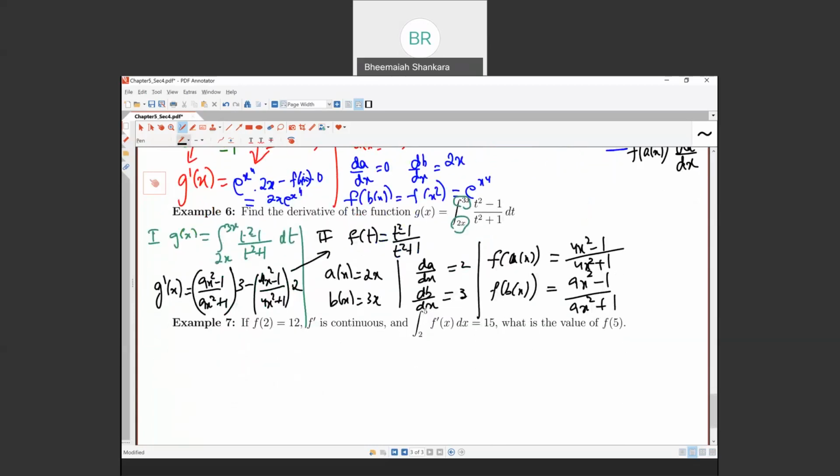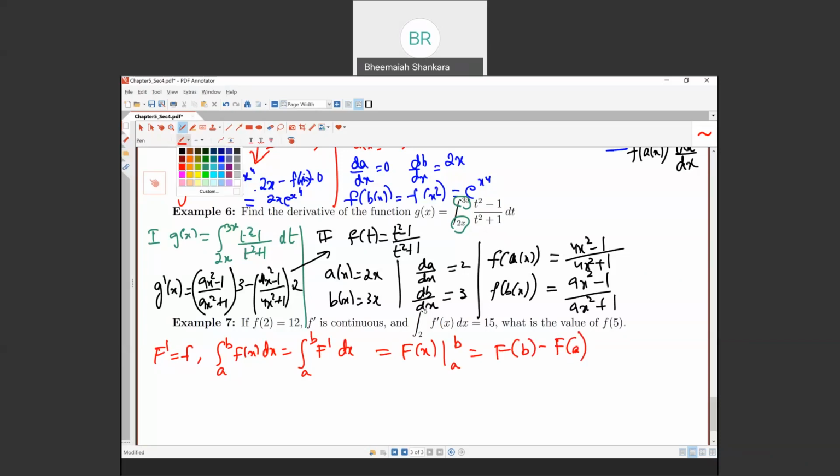If the functional value at 2 is 12 and f prime is continuous, then you're given an integral of f prime. What is the value of f of 5? So let's write: the integral from a to b of f prime of x dx. The integral of f prime is f of x from a to b, which gives f of b minus f of a.